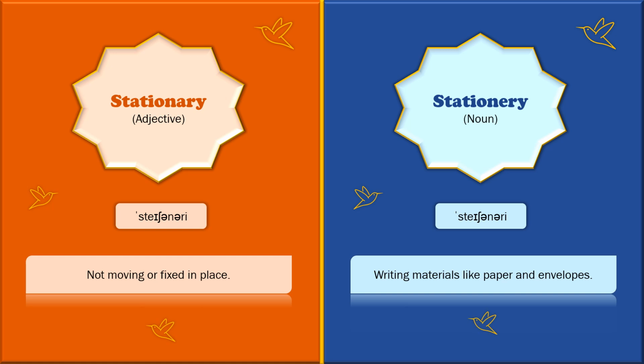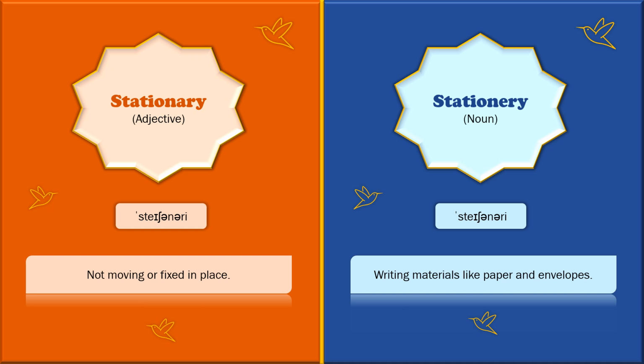Stationery and stationary. Stationary, an adjective, means not moving or fixed in place. For example, the car remained stationary at the red light. Meanwhile, stationery, a noun, refers to writing materials like paper and envelopes, as in I bought beautiful stationery for my letters. In British English, stationery and stationary are pronounced the same way, they are homophones.